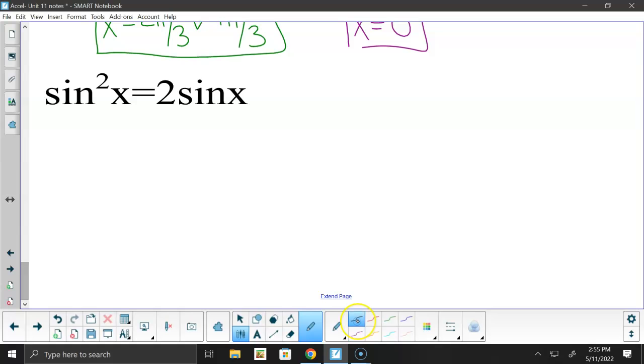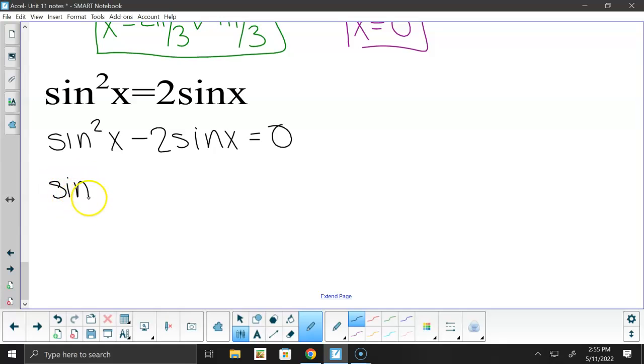All right. We panicking still? Stop. Sine squared of x minus 2 sine of x equals 0. I'm lazy and I always want everything over on the left. It does look better that way. And then I'm going to actually factor out a sine of x. So I'm left with sine of x times the quantity sine of x minus 2 equals 0.